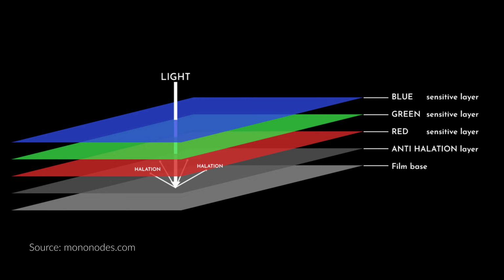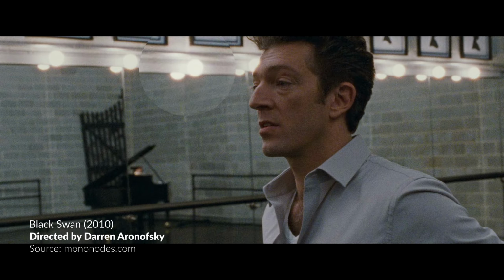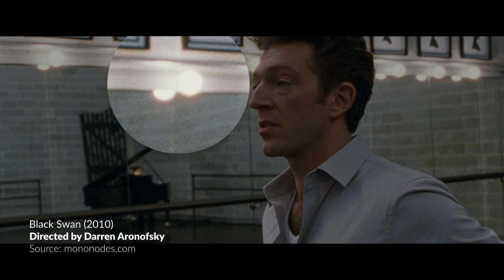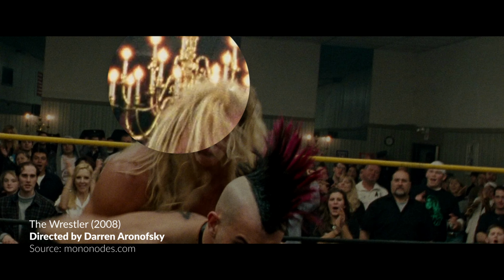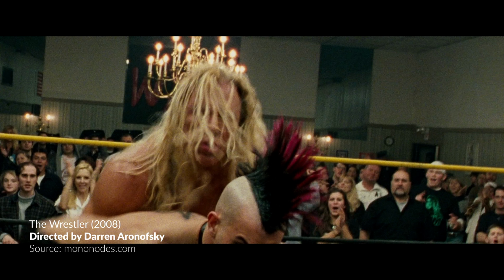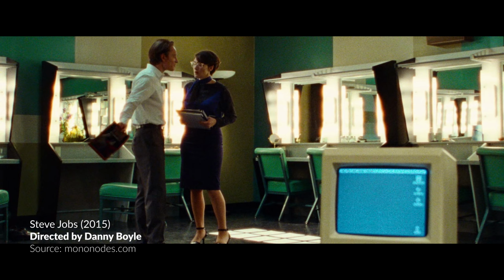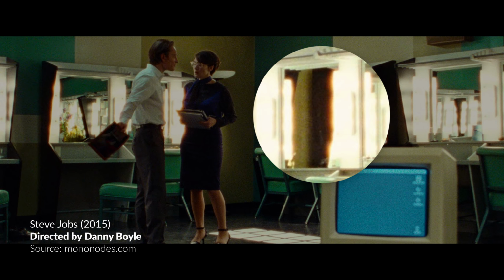On the way back, it hits the red layer first. That's why halation is almost always red-orange. If the light is strong enough, it reaches the green layer too, and the two mix into a warm, amber glow. It's an imperfection born from physics, and it's one of the things that makes film look like film.